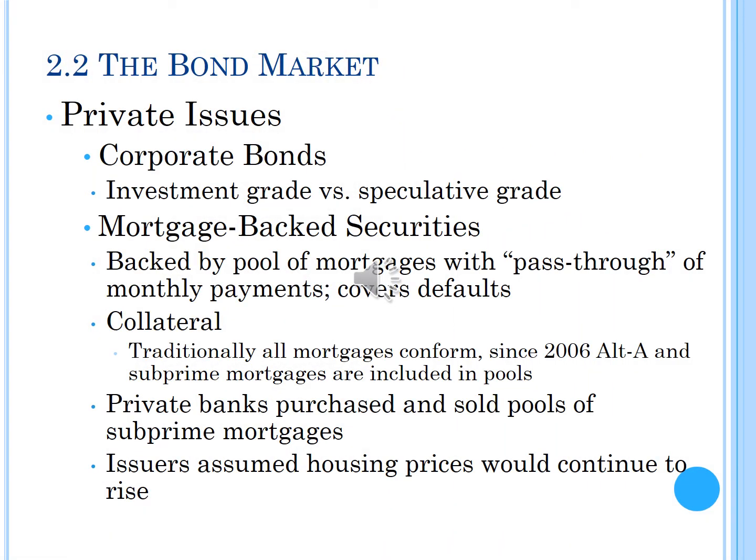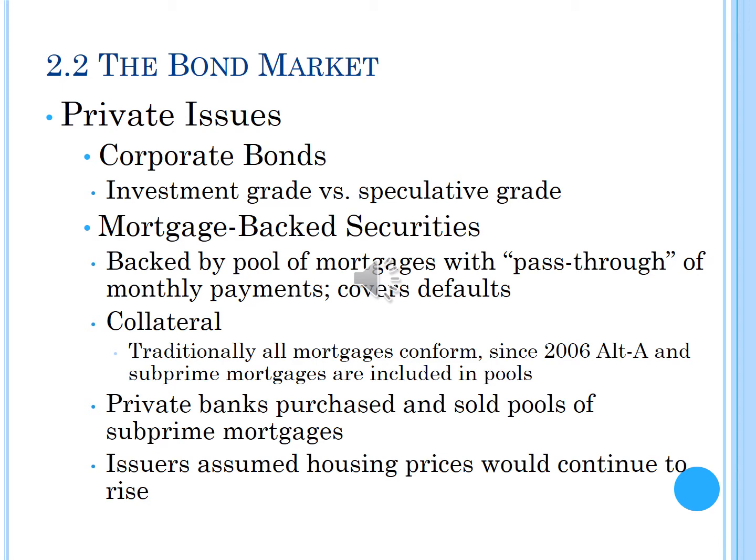Now that we've already covered the bond market instruments that are issued by governments, we are going to briefly look at private issues, which are basically bonds that are issued by private entities. One of the main types of private issues is corporate bonds. The corporate bonds are long-term debt issued by private corporations, typically paying semi-annual coupons and returning the face value of the bond at maturity.